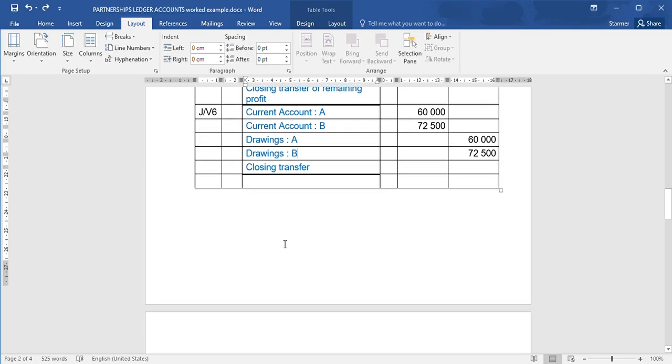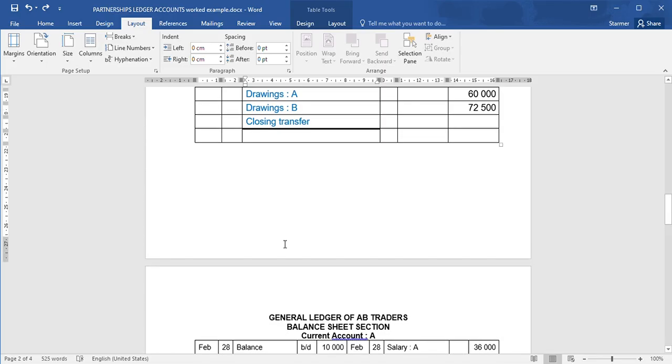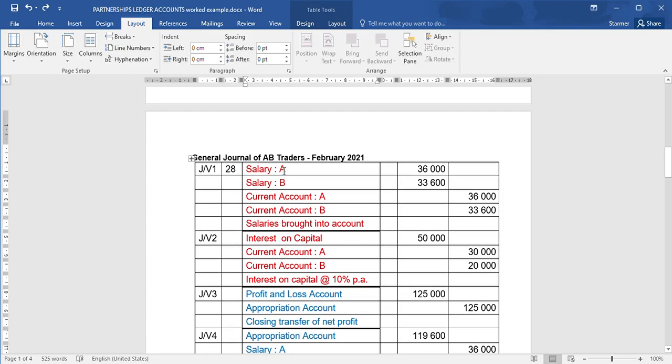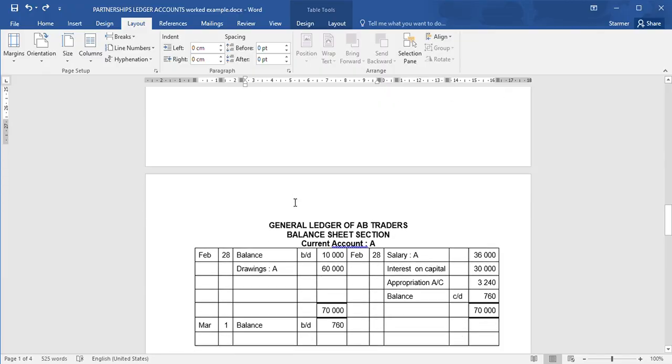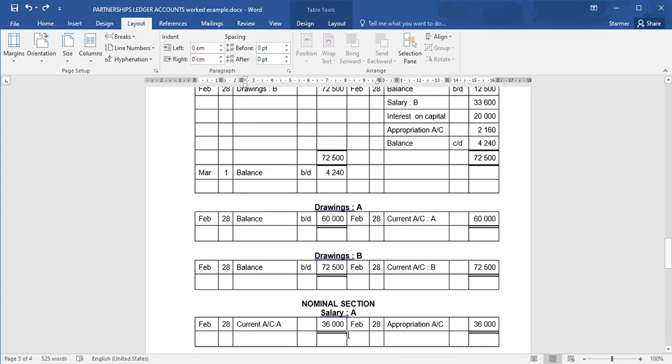Alright, then just to go through a little bit of the ledger. Once you've got your general journal right, your ledger is straightforward because you do exactly what the general journal tells you to do. So for example, the first one here says debit salary of A, credit current account of A. So we credit the current account of A and we debit the salary of A. Then we do the same for B.